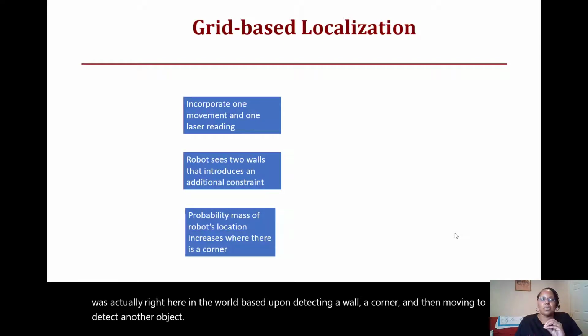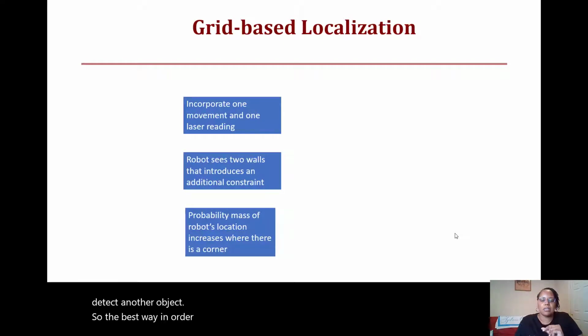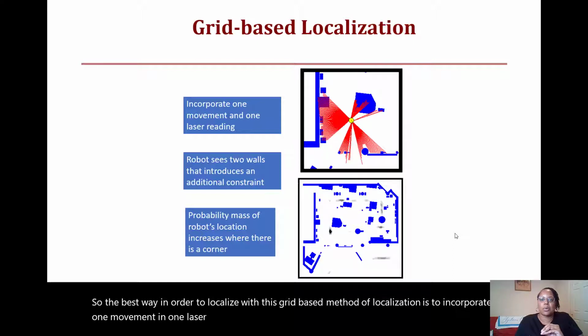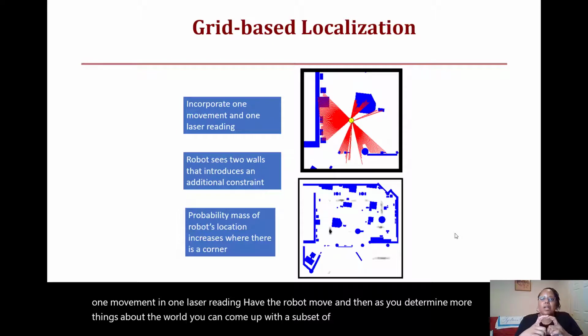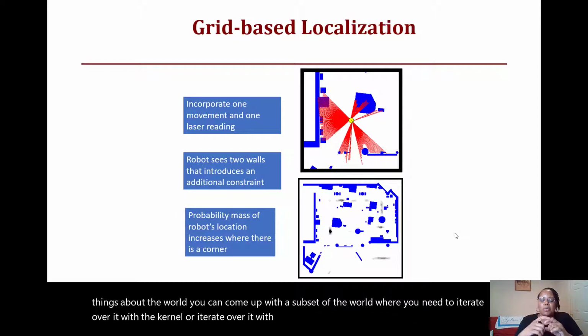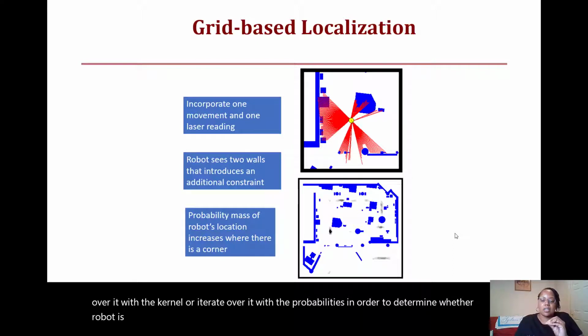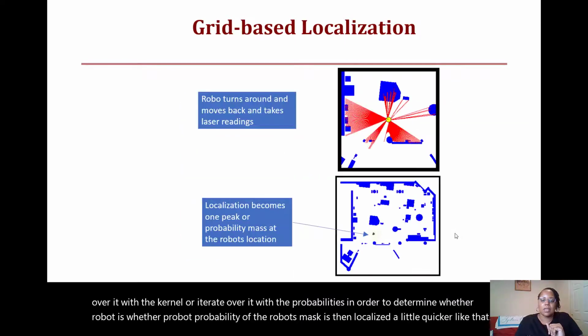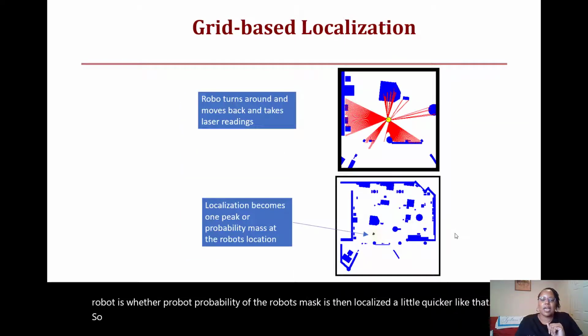So the best way to localize with this grid-based method of localization is to incorporate one movement and one laser reading, have the robot move, and then as you determine more things about the world, you can come up with a subset of the world where you need to iterate over it with the kernel, or iterate over it with the probabilities, in order to determine where the robot is, where the probability mass is, and then localize a little quicker like that. So once again, you see that as the robot turns around and moves back and takes more laser readings, it was able to localize here at this space in the world.